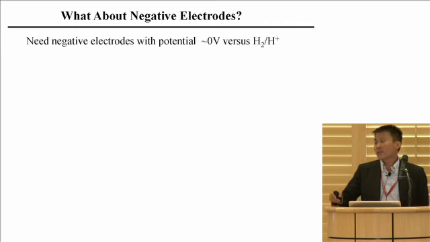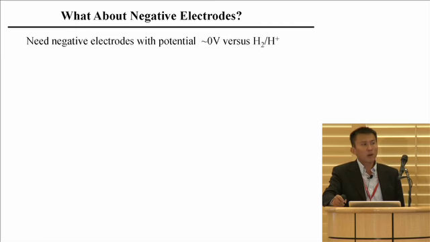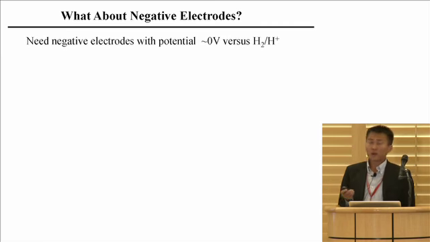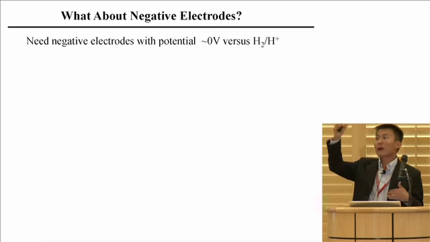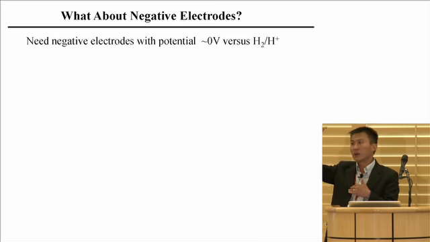So what about the negative electrodes? We were talking about the positive. In order to make a working full cell, you need the right negative electrode. Ideally, you want the negative electrode potential close to 0 volt versus standard hydrogen electrode, because you want to max out the battery voltage. You want your positive electrode as high as possible, the negative electrode as low as possible, without splitting the water.